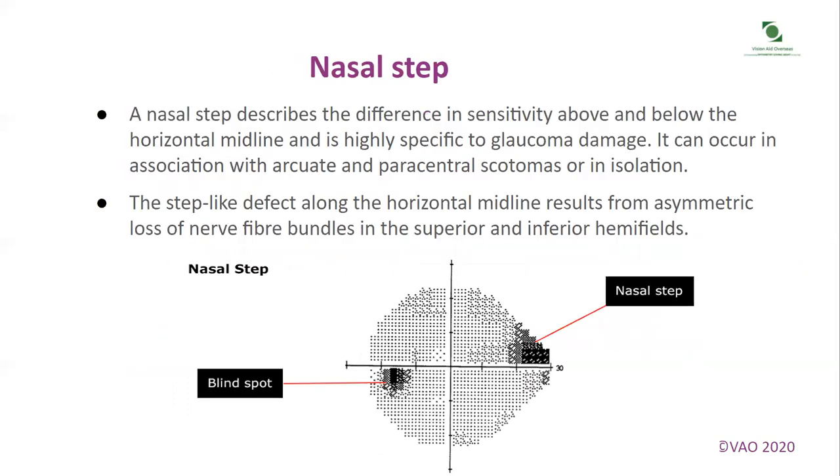Nasal step. A nasal step describes the difference in sensitivity above and below the horizontal midline and is highly specific to glaucoma damage. It can occur in association with arcuate and paracentral scotomas or in isolation. The step-like defect along the horizontal midline results from asymmetric loss of nerve fibre bundles in the superior and inferior hemifields.